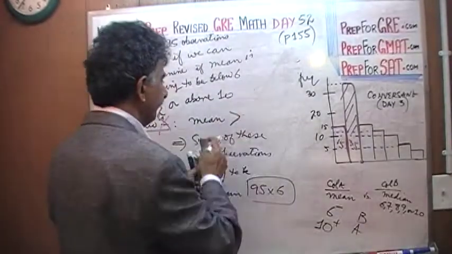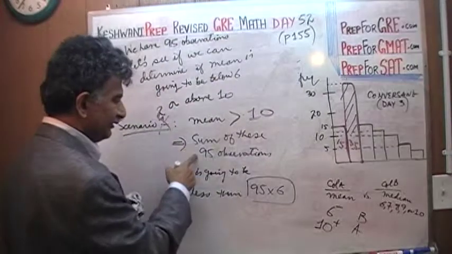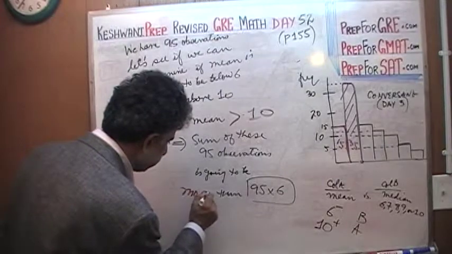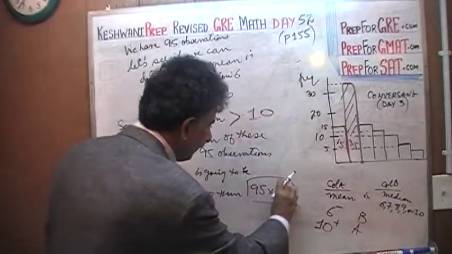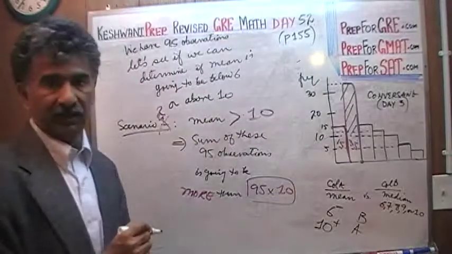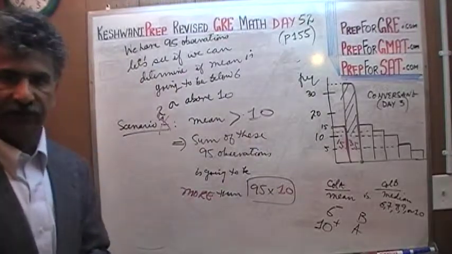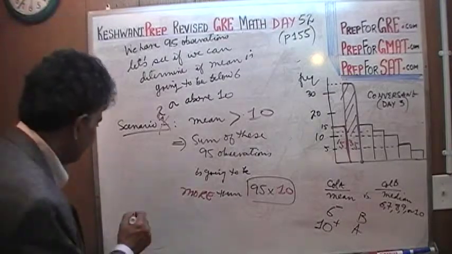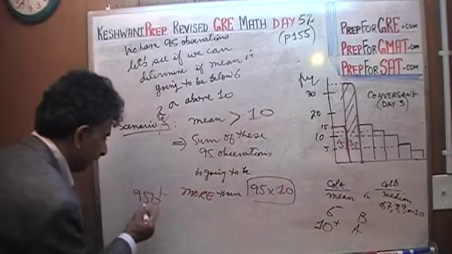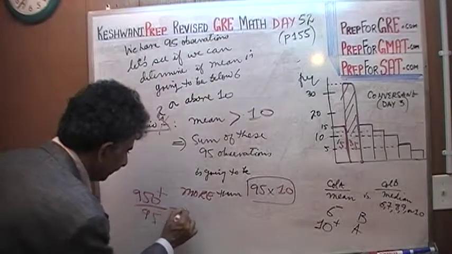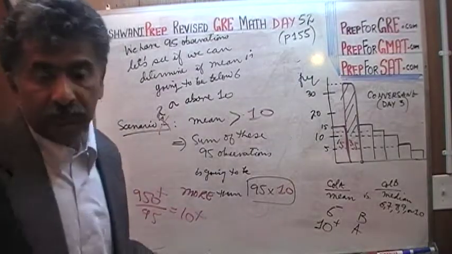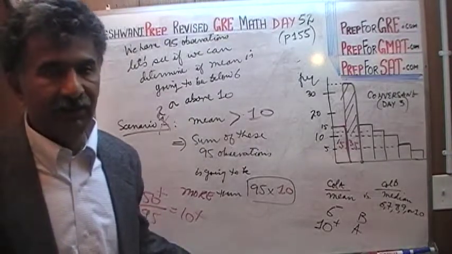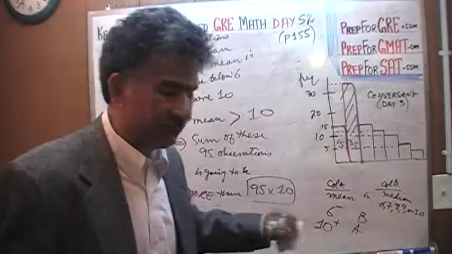more than 10. In which case, the sum of these 95 observations is going to be more than 95 times 10, because 95 times 10 is 950, and of course if you divide something more than 950 by 95, this is going to be something more than 10. So if the mean is something more than 10, even though we cannot tell for sure exactly what it is, if we can at least tell that the mean is more than 10, in which case the answer is going to be A.